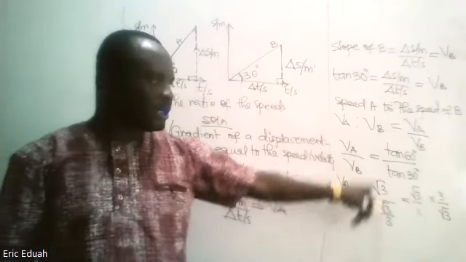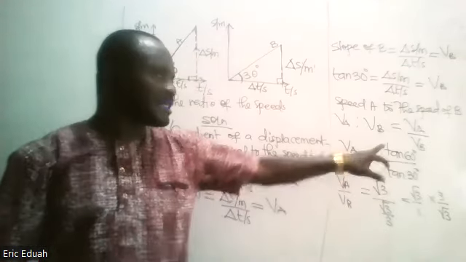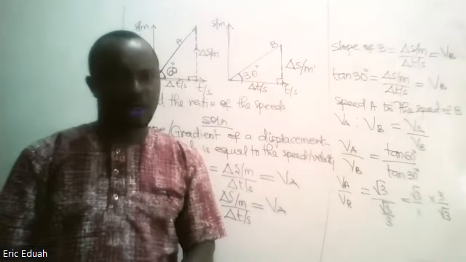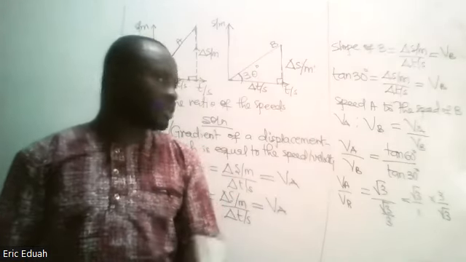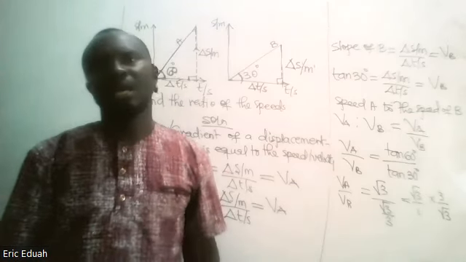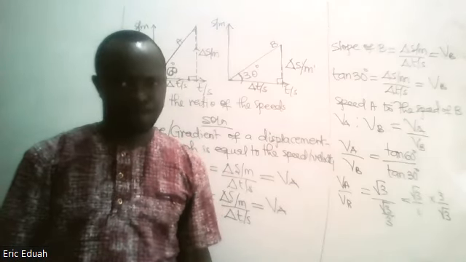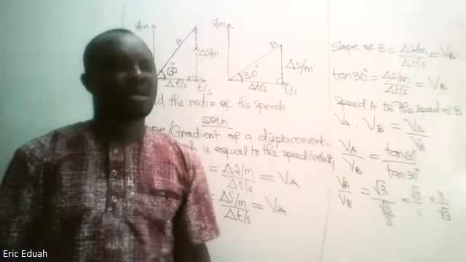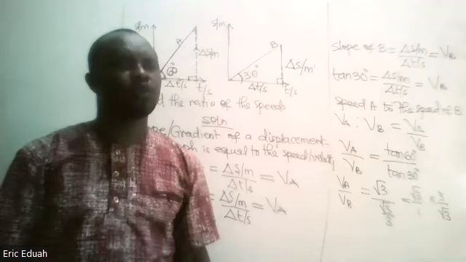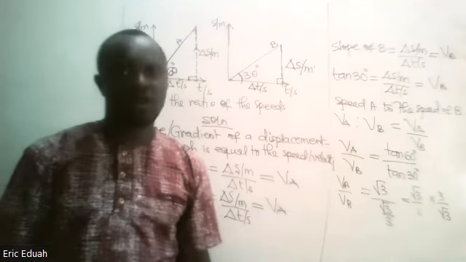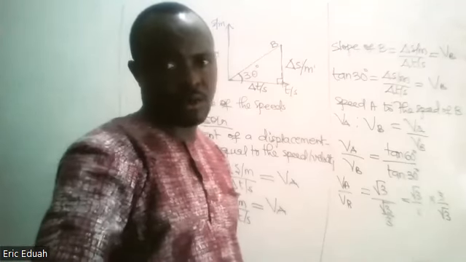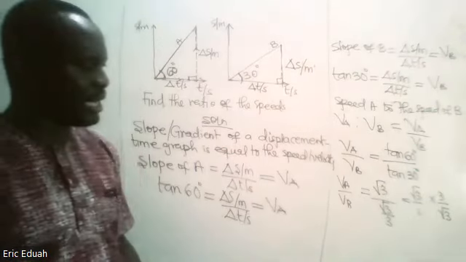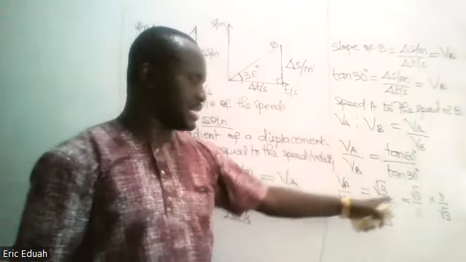Can you go back? Tan 60 and tan 30 can be determined from your calculator. If you press tan of 60, it is equal to root 3. And tan of 30 will give you 1 on root 3, which is the same as root 3 on 3. So you pick those details from your calculator, and when you divide it, this is it.